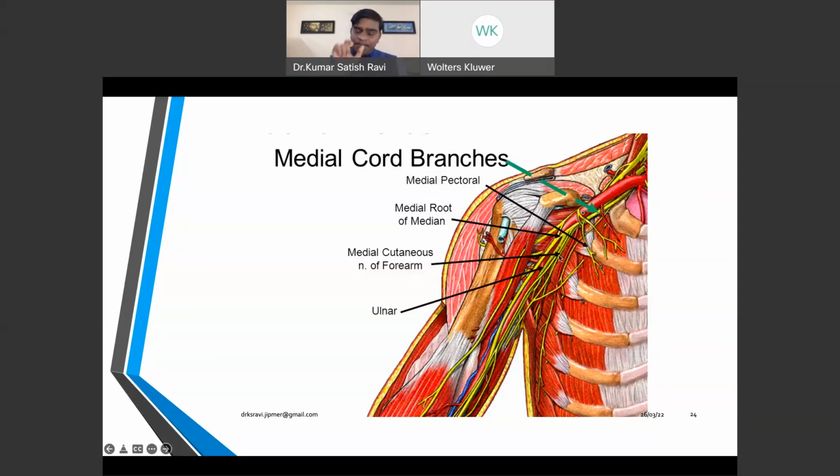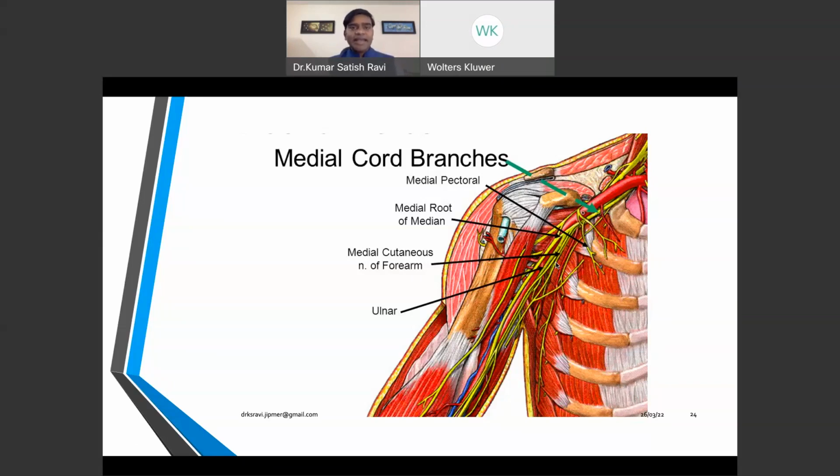Then we can see over here the medial cutaneous nerve of the forearm. This lies between the axillary artery and the vein. Over here you can see this is the axillary artery, and medial to this we will have the axillary vein. So it lies between the axillary artery and the vein, and it supplies the skin of the lower part of the arm and the anteromedial surface of the forearm up to the wrist.